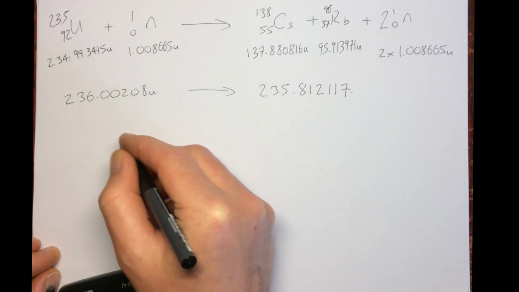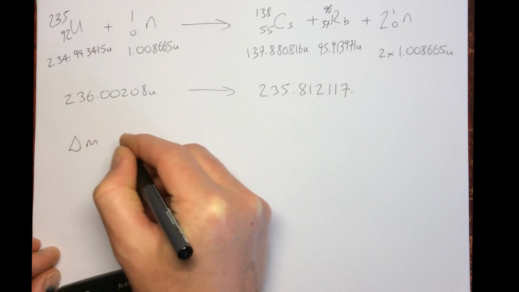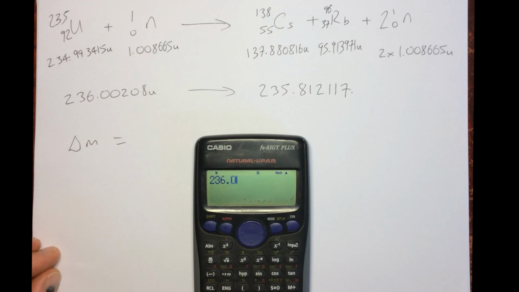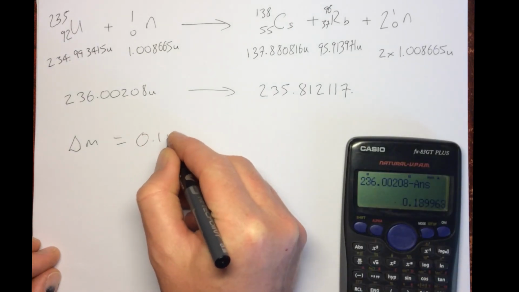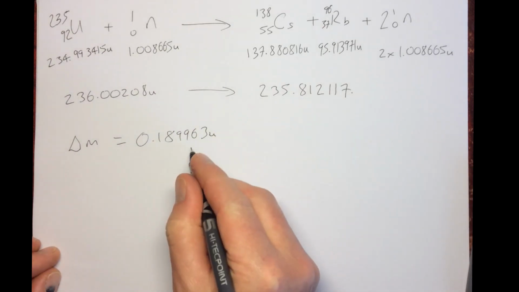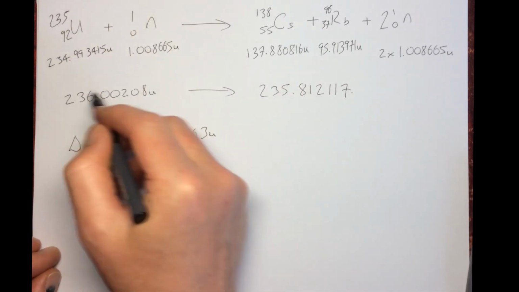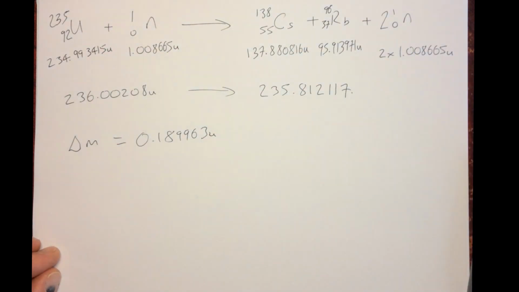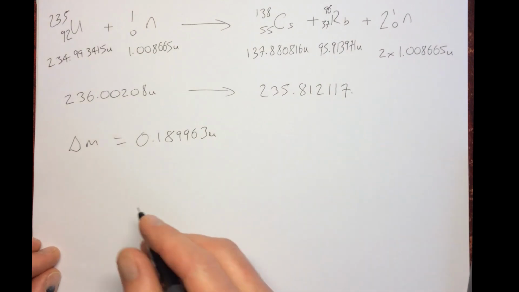Okay, now we can work out the mass defect here. So the mass defect is going to be equal to that, take away that. So that's going to be 236.00208, take away, so that's going to be 0.189963. Okay, so this much mass, the reactants have this much more mass than the products. So where has that mass gone? Well, what's happened is that missing mass has been converted into energy, and it will be released in the reaction.